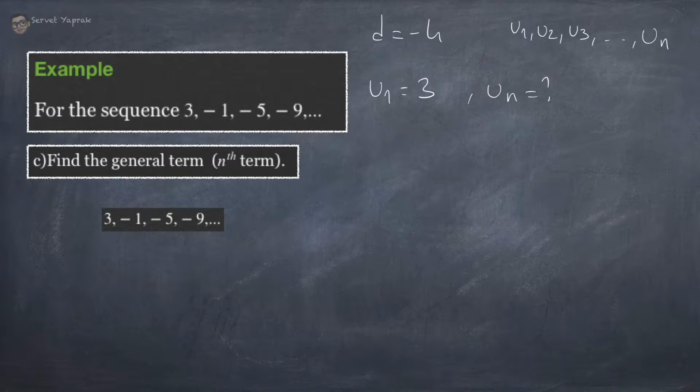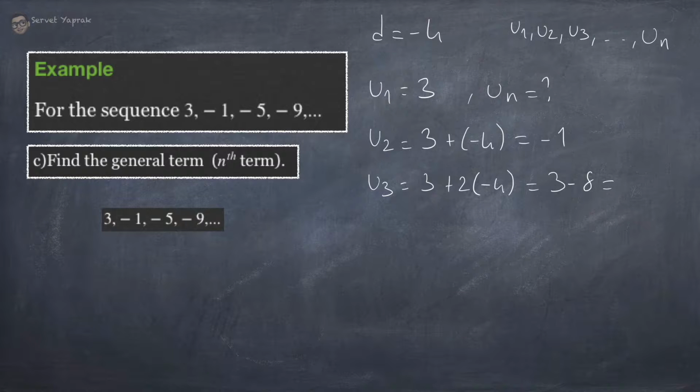To do that, we can develop a pattern. The second term can be written by using the first term 3 and adding one common difference to it. So it is 3 minus 4, negative 1, which is the second term. The third term again can be found by using the first term 3, and adding two common differences to it: 2 times negative 4, 3 minus 8 is negative 5.